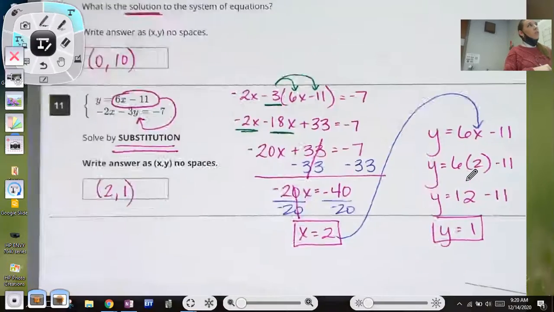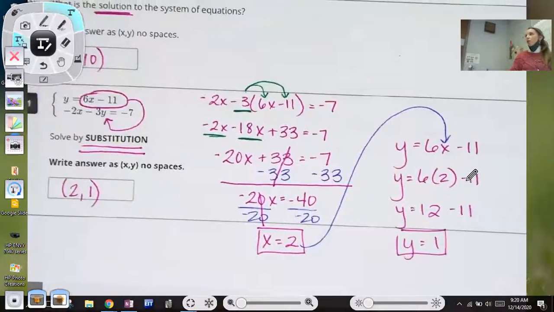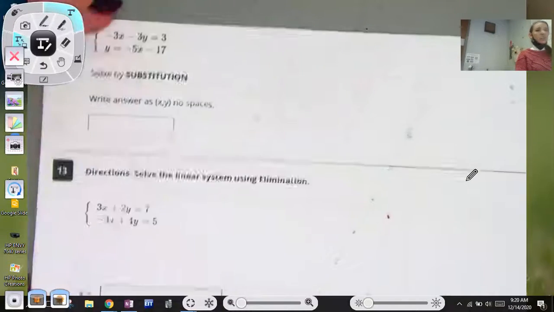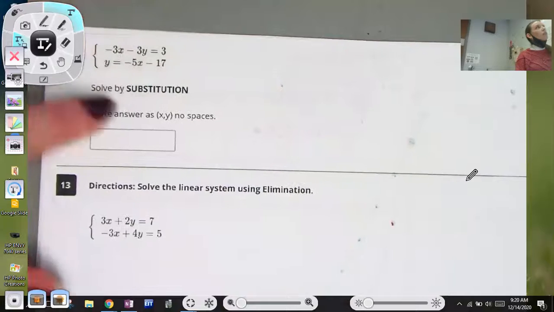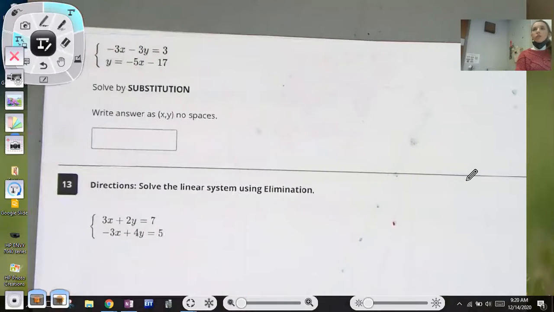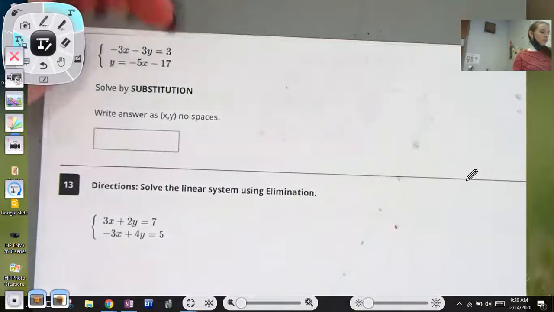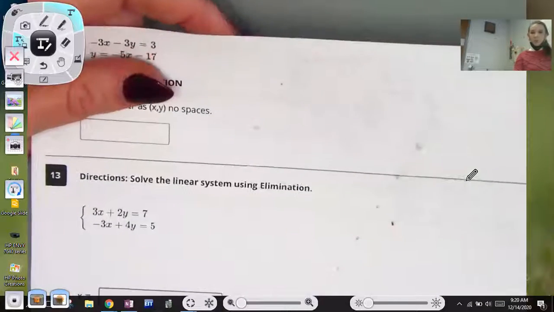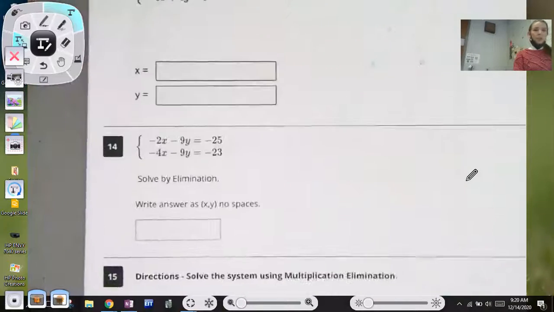Yes, I know that is a lot of work, but you should know how to do all of those things. All right, last 4 questions. Number 12, you solve it the exact same way as you do the last one, so you can do that one on your own. I'm going to go on to elimination so we don't run out of time.